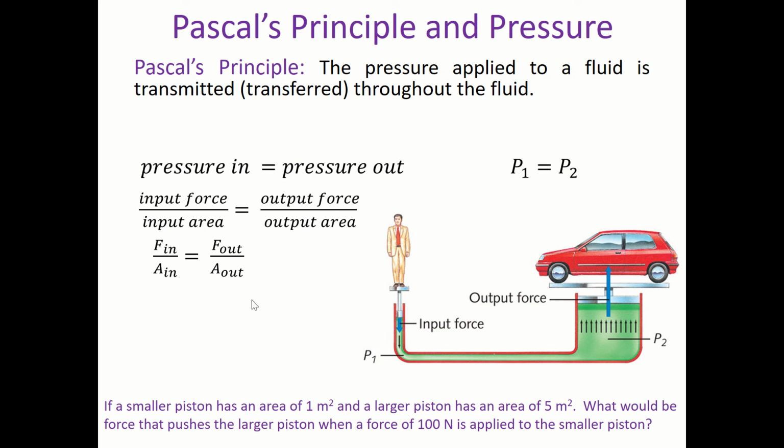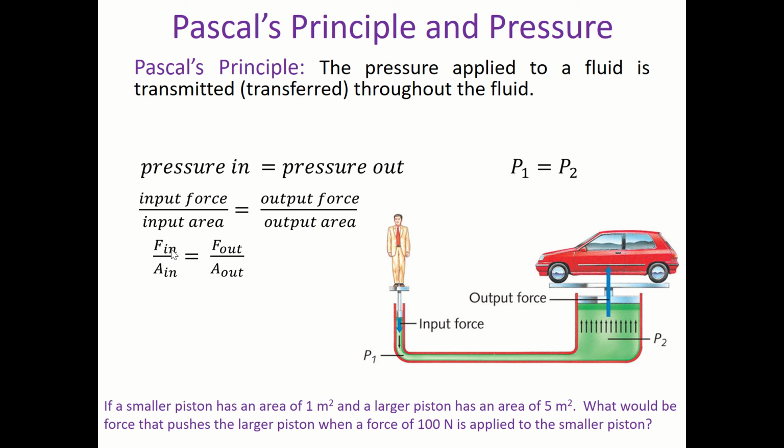But why is this important? Now let me show you. Let's say we have a figure like this, and the input area is 1 and the output area is 5. So this is 1 meter squared and this is 5 meters squared. And the input force is 100. So you put here 100, you put here 1, and you put here 5.